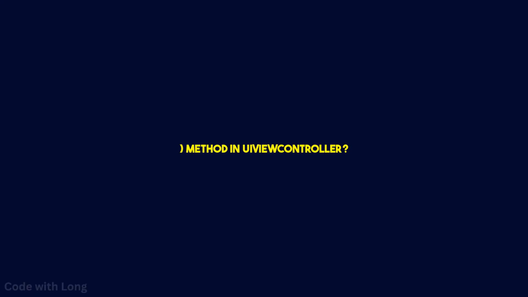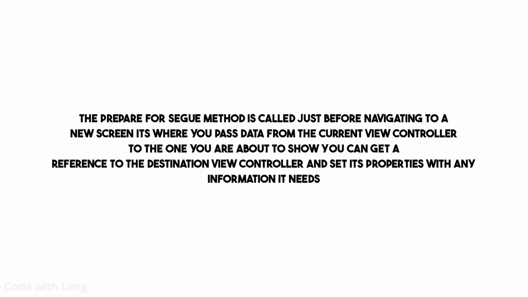What is the purpose of the prepare for segue method in UIViewController? The prepare for segue method is called just before navigating to a new screen. It's where you pass data from the current view controller to the one you are about to show. You can get a reference to the destination view controller and set its properties with any information it needs.